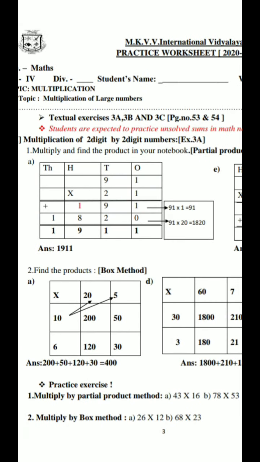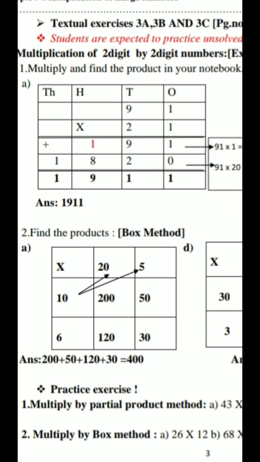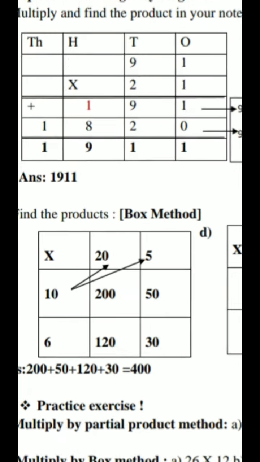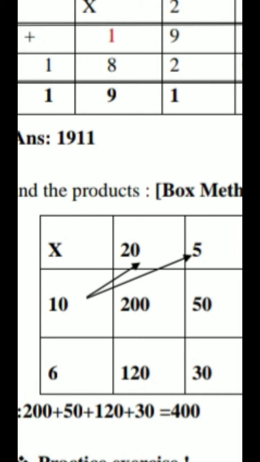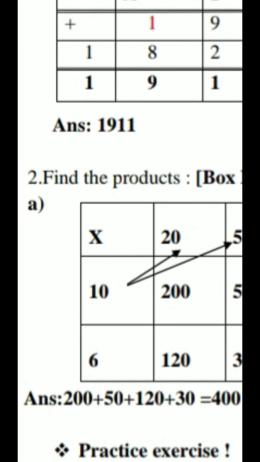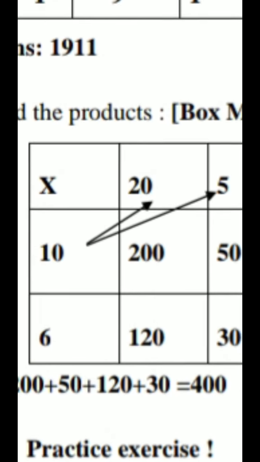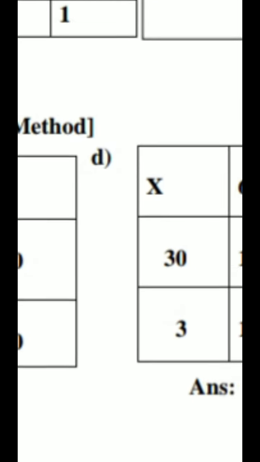In the box method, you have to expand the number and follow the multiplication. See here, 25 is expanded as 20 and 5, and 16 is expanded as 10 and 6. Multiplying them in each box, adding the products of all four, you will get the final answer. So this is your box method.